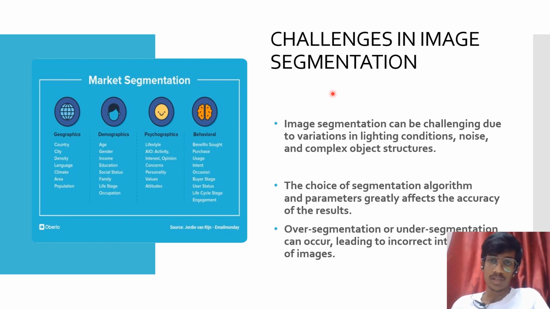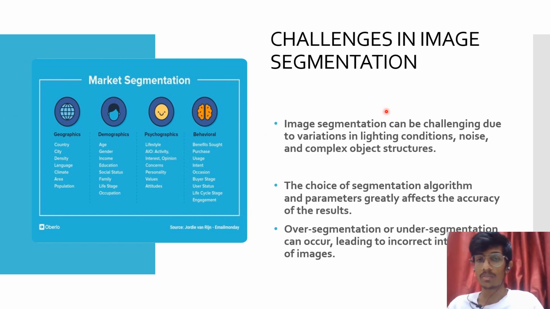So, challenges in image segmentation. What are the challenges that image segmentation faces? Image segmentation can be challenging due to variations in lighting conditions, noise, and complex object structures. Lighting conditions: suppose there's an image with different objects, but the lighting is uneven, with some part of the image having more lighting and some part having less lighting. At that time, it becomes challenging to segment the image.